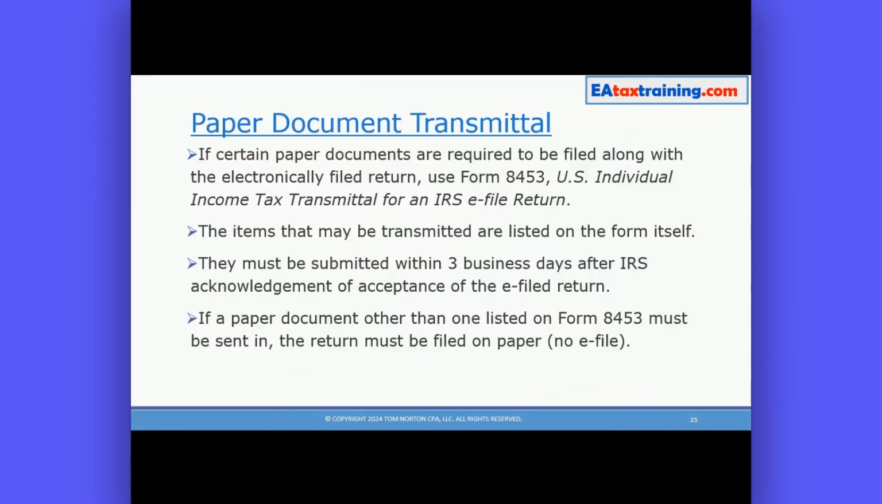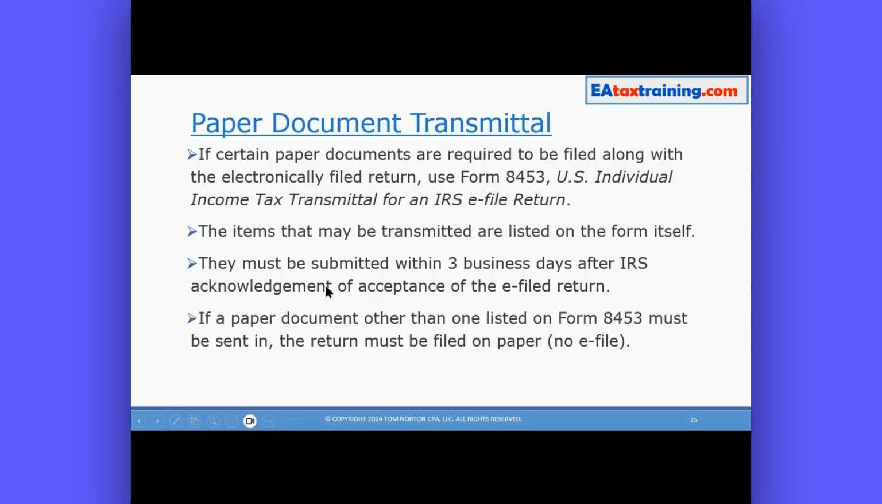Paper document transmittal. Sometimes, even though you're electronically filing the tax return, there are some paper forms or documents that need to be filed on paper. They cannot be filed electronically. So when you have those, you're going to use this Form 8453 to indicate what you are submitting and to actually submit those paper documents. And the ones that you are allowed to use this form for are listed on the form itself, which we will look at here in a minute.